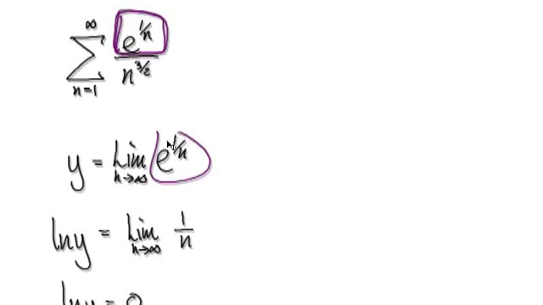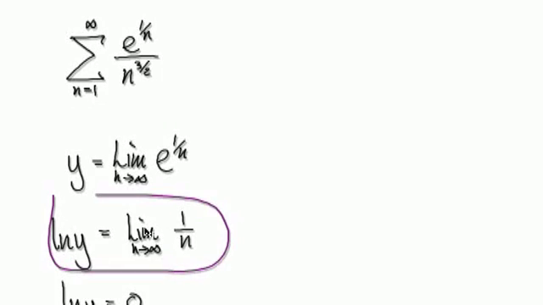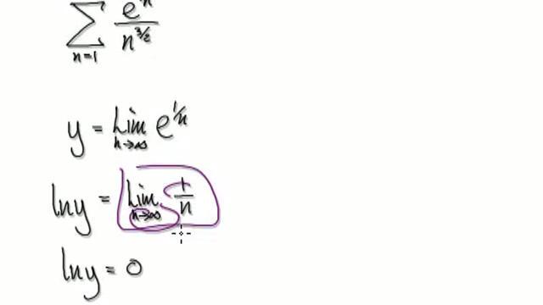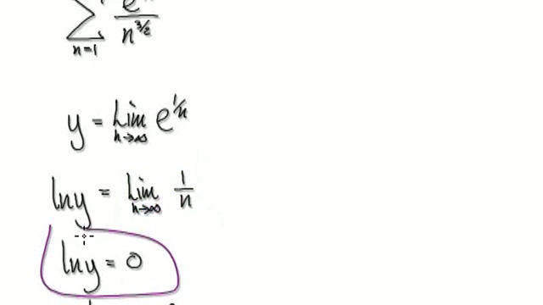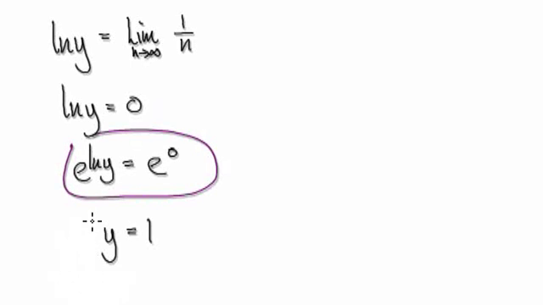So the limit of this thing, take the natural log of both sides. That will then give you this. And then the limit of this, as n heads towards infinity, would be 0. So the natural log of y equals 0. Exponentiate both sides. That will then give you this. Tidy this up. So the limit is actually 1.